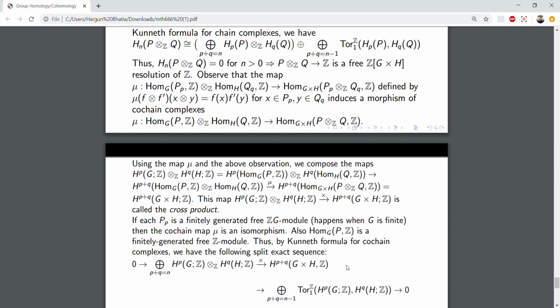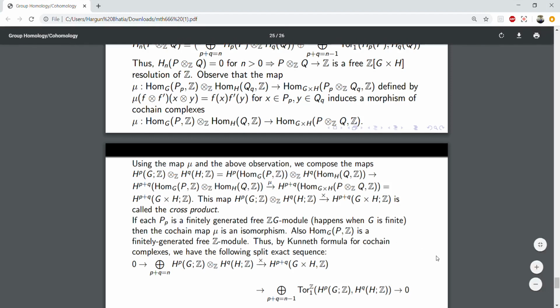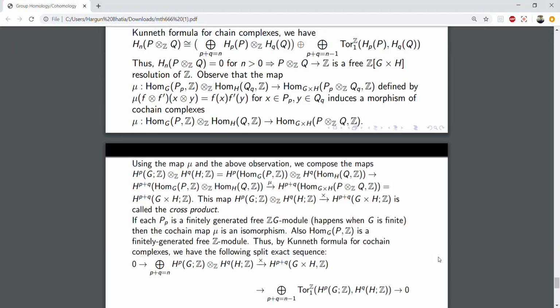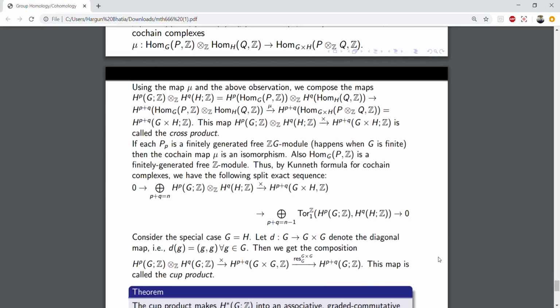Now, similar formulas are also true for homology. In that case, there is even less restriction on P. In fact, there is no restriction. So the similar formula is also true for the homology. That's the point.